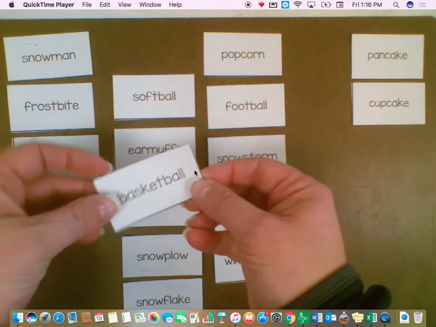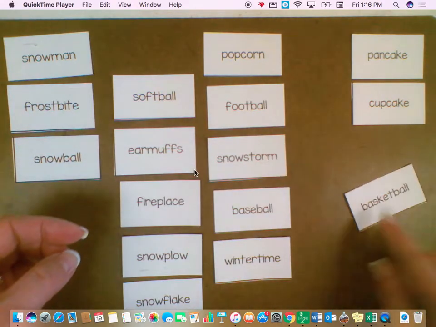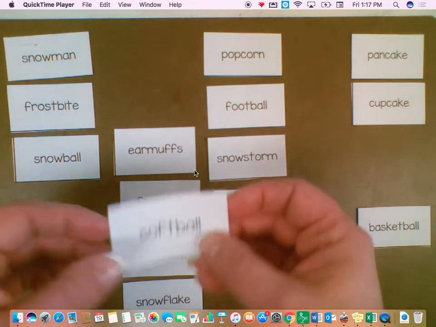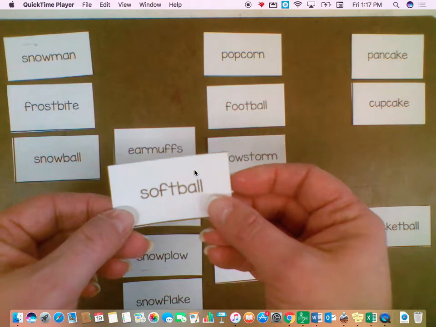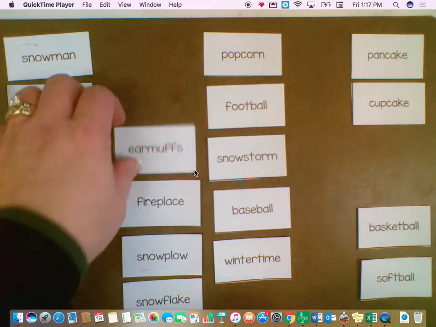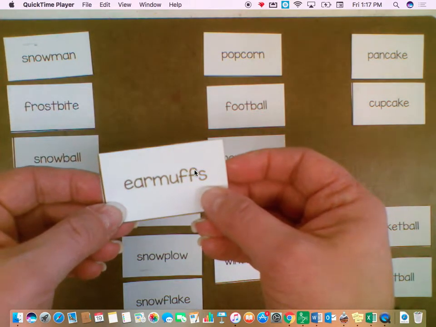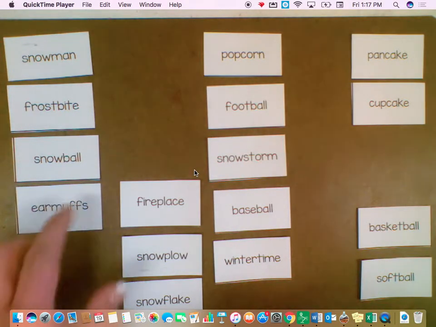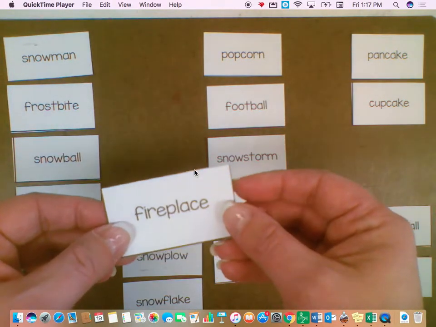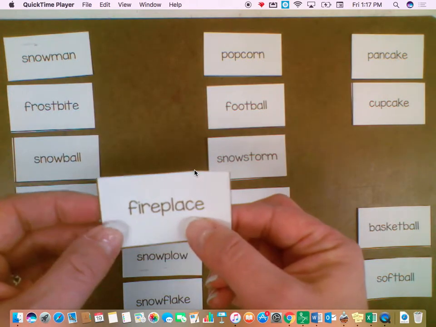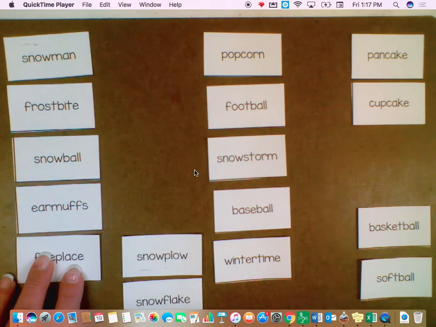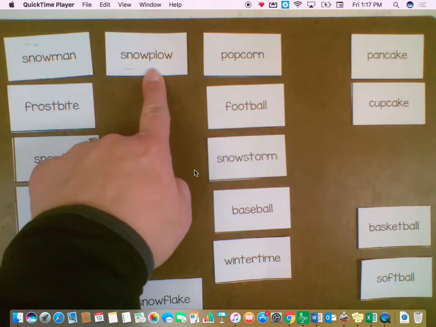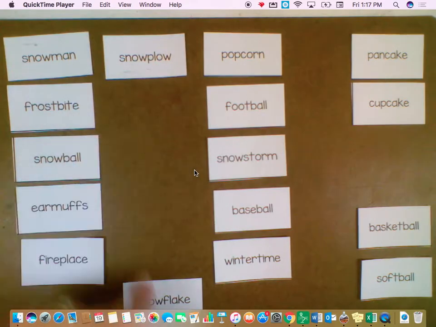And I've got basketball. That doesn't really have to do with winter, although we do play basketball in the winter, but we can also play it during other times of the year. Soft and ball, making softball. Ear and muffs, making ear muffs. Well, we wear those in the winter to keep our ears warm, so I'm going to put that over there. Fire and place makes fireplace, and that one, we use the fireplace in the winter, so I'm going to use that in that column. Snow and plow makes snowplow.